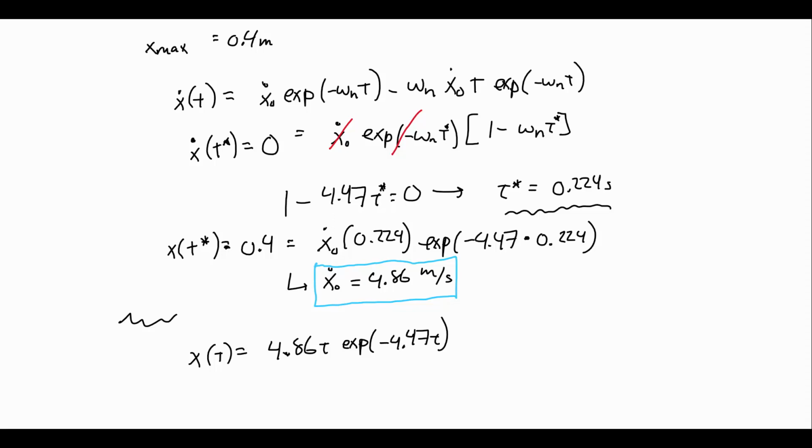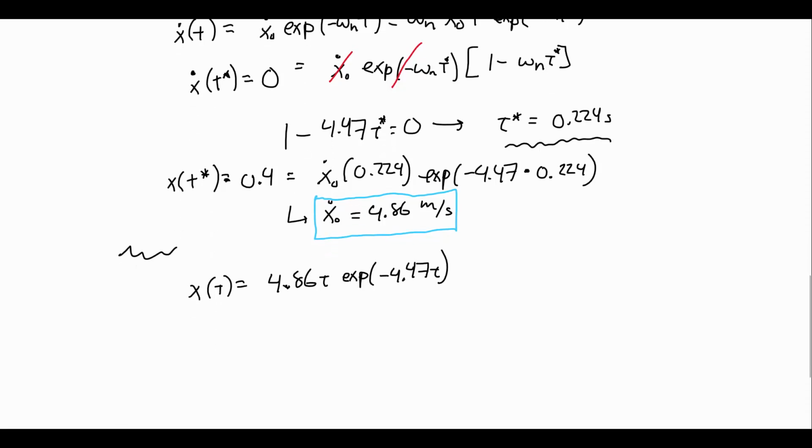So I want to know the time when it returns to a value of 0.1. So I want to find t, I'll call it tr for time return. When does this position equal 0.1? And that's equal to 4.86 times t times e to the negative 4.47 t. So I want the t that makes this true, or this is really tr at this point. So I want to find the time it takes to return to 0.1 meters. So my left-hand side is 0.1, 4.86 tr times e to the negative 4.47 tr. I need to solve this for tr.